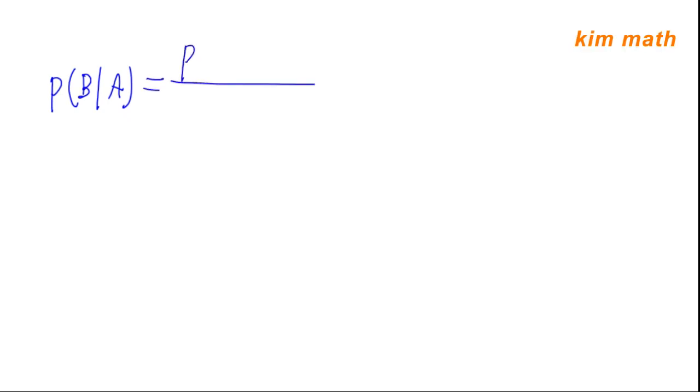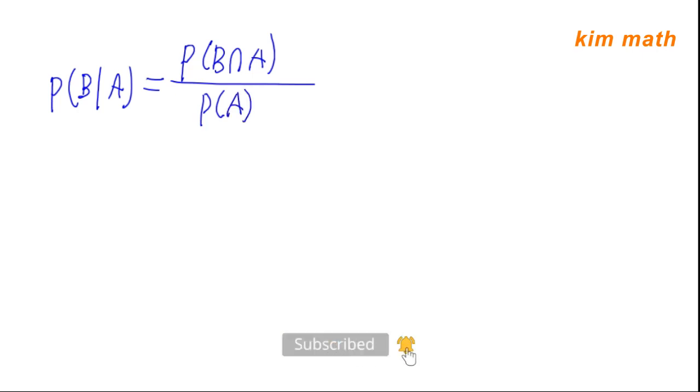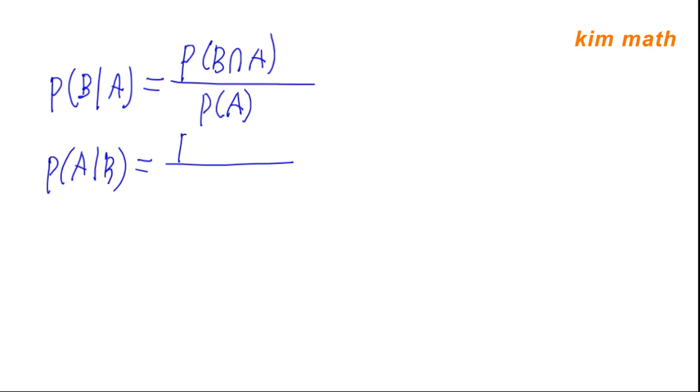Okay, let me summarize one more time. If you want to find the probability of event B given event A, we must find the probability of event B and A over probability of event A. Okay, with the same reason, this is a totally different situation, right? Although they have the same numerator, probability of A and B, the denominator will be probability of B.